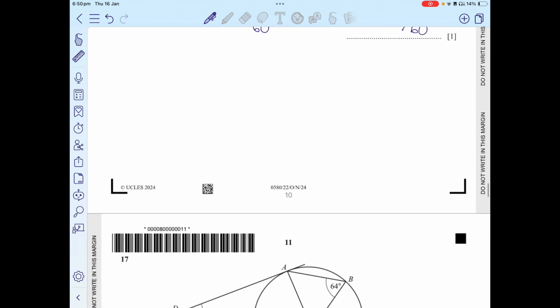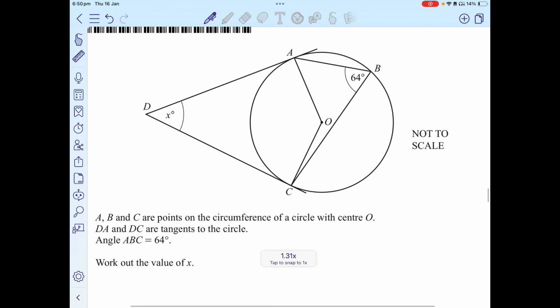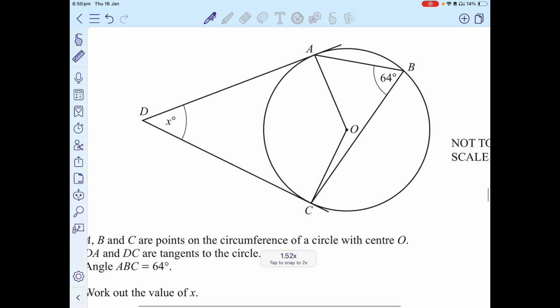Now we are moving to question number 17. Question 17 says that A, B, C are points on the circumference of a circle with center O. DA and DC are tangents to the circle. Angle ABC is 64 degrees. Work out the value of x. So we have to find this angle x.